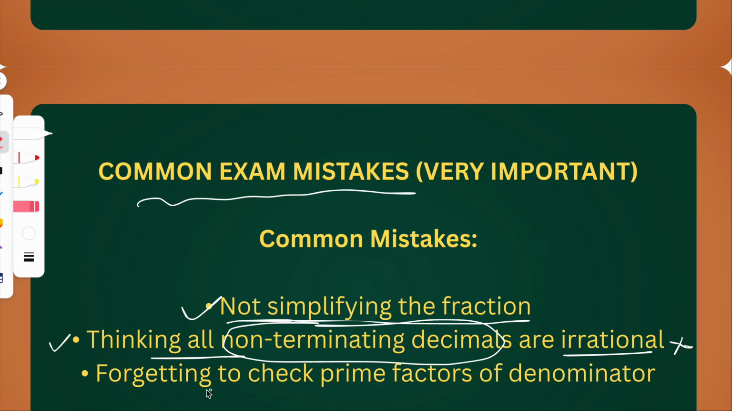Third mistake is forgetting to check prime factors of denominators. This is also a mistake that students generally make, that they don't check the prime factors of denominators. So you have to check the prime factors of denominators, then judge that if the prime factors are only 2 or 5, then it is a terminating decimal. और अगर कोई भी प्राइम फैक्टर 2 और 5 के अलावा हो, तब वो आपका नॉन टर्मिनेटिंग डेसिमल होता है.